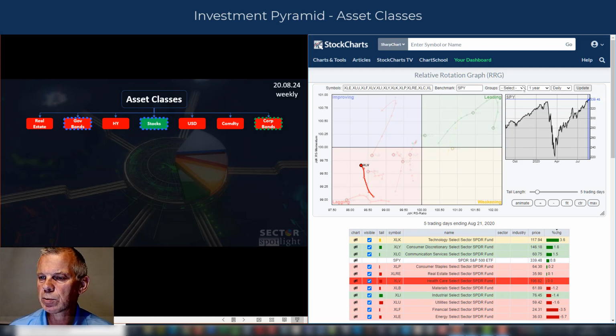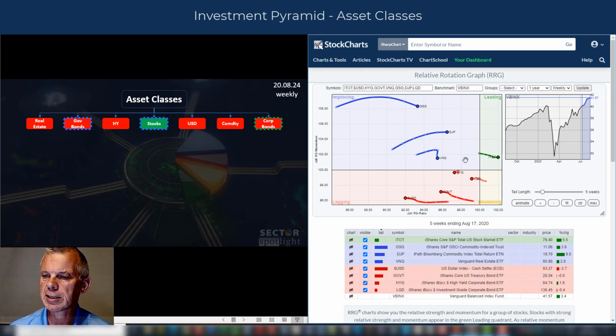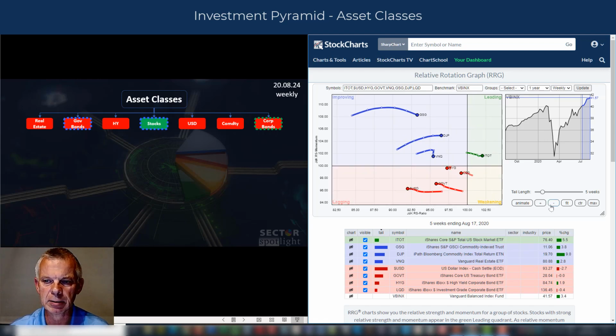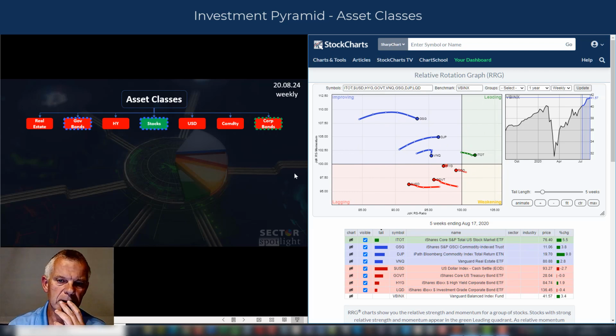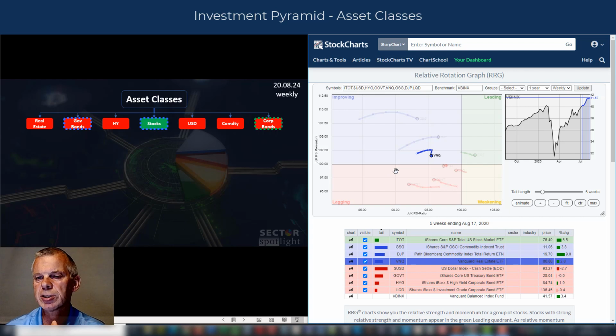Now let me move to the asset allocation and stick with the weekly, so we get a little bit longer term picture, because this investment pyramid looks at a little bit longer term ideas, or whatever you want to call it. Let's just work our way from left to right. Real estate, we already said that was a weak asset class, and that's confirmed here. You see that it is inside improving on the weekly RRG, but rolling over. So we're going to stick with a red box there, which means underperform.